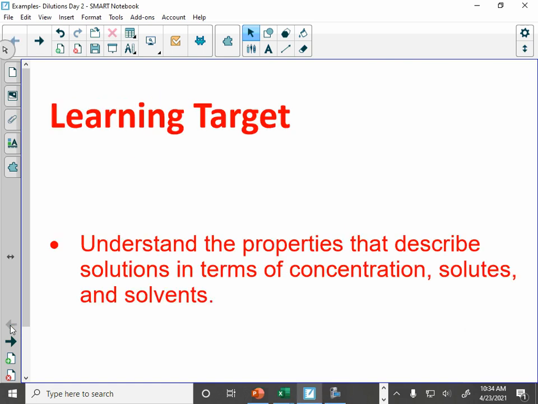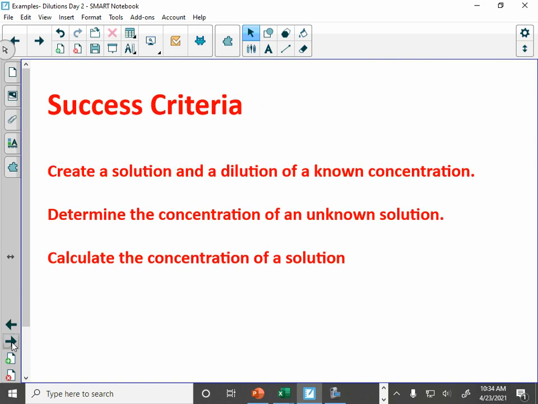So there's my learning target: to understand the properties that describe solutions in terms of concentrations, solutes, and solvents. We've been dealing with that all along with phases and mixtures. Create a solution and a dilution of a known concentration. Determine the concentration of an unknown solution. And finally, we need to be able to calculate the concentration of a solution.